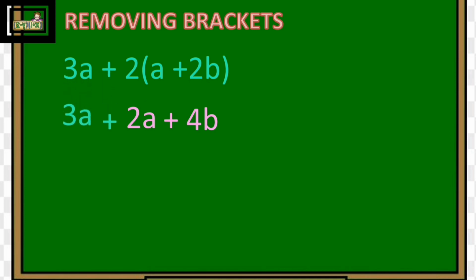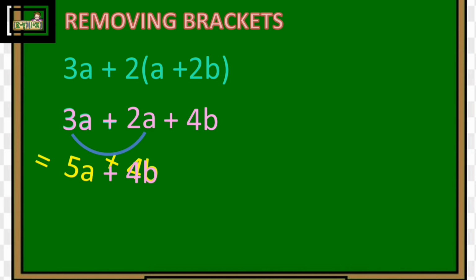Next, we'll bring down the plus and then we'll bring down the other 3a. Notice that 3a and 2a have something in common. What's that? a is common between 3a and 2a, so we can add them up. 3a plus 2a is like saying 3 oranges plus 2 oranges, and that's 5 oranges. So 3a plus 2a is 5a, and then we bring down our plus 4b. This is the required answer.